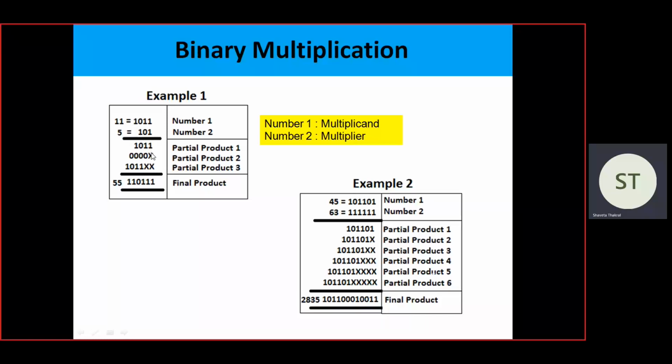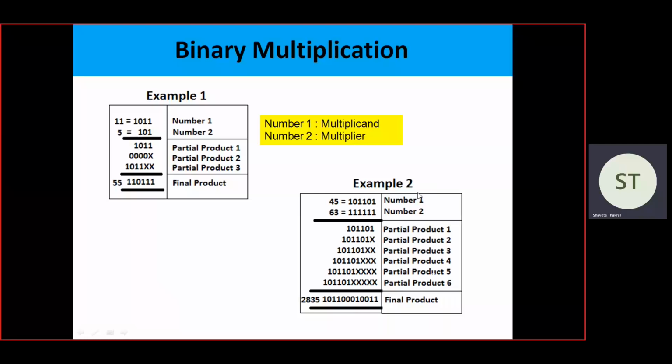If we add these three partial products, here we have 1 0 0, result is 1. Here we have 1 0 0, so here also it is 1. Then next we have 0 0 1, this will be 1. Then next we have 1 0 1, sum will be 0 and carry will be 1. So 1 0 0 1, and finally we have 1. So 1 1 0 1 1 1, that is the final product, and its decimal value is 55. So in this way we can perform binary multiplication.